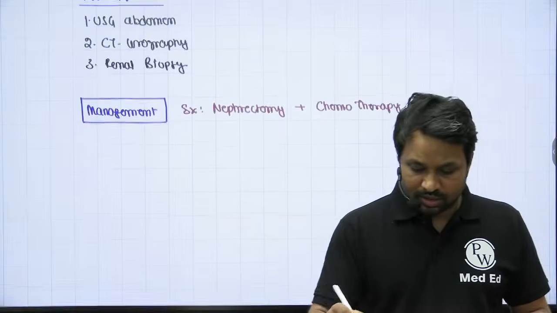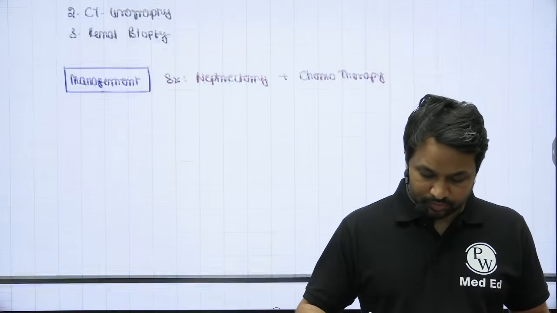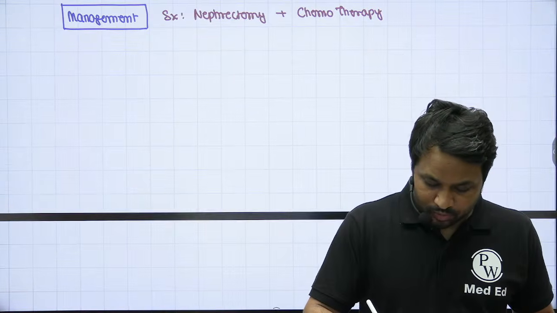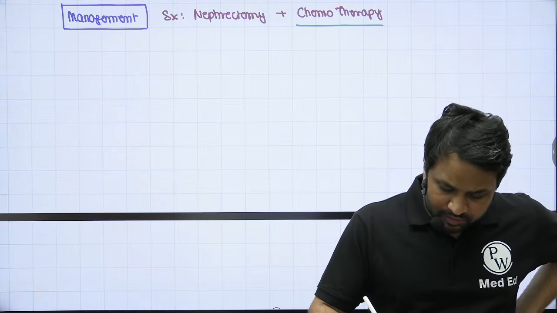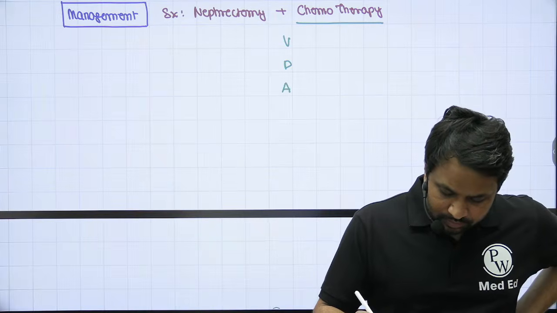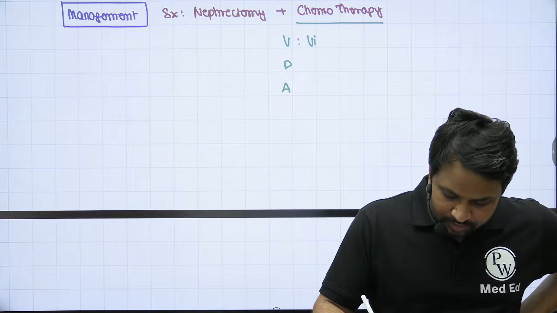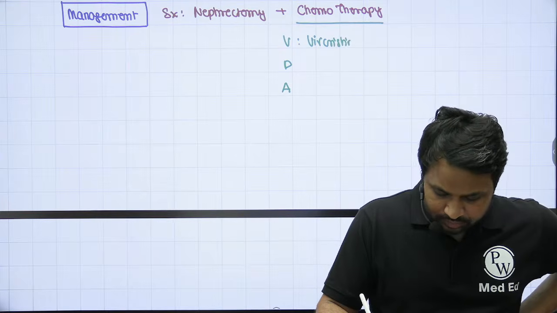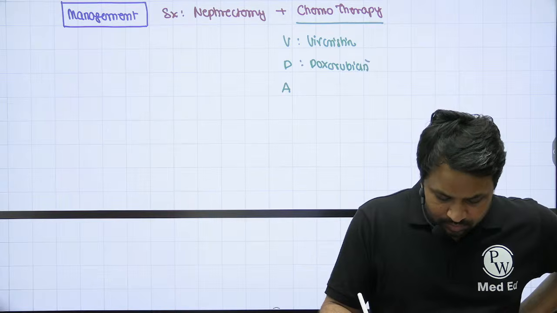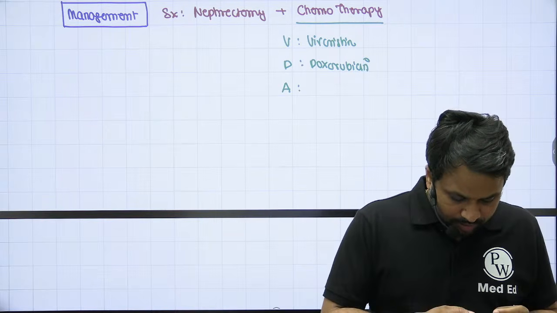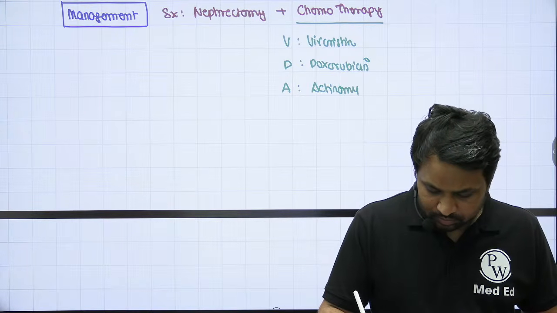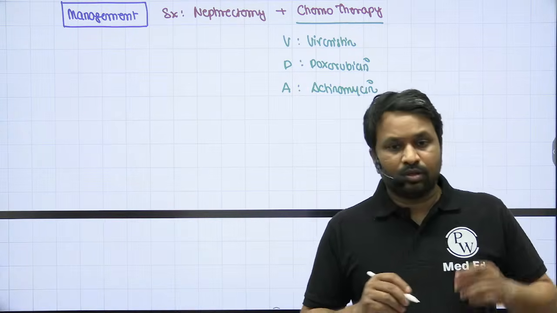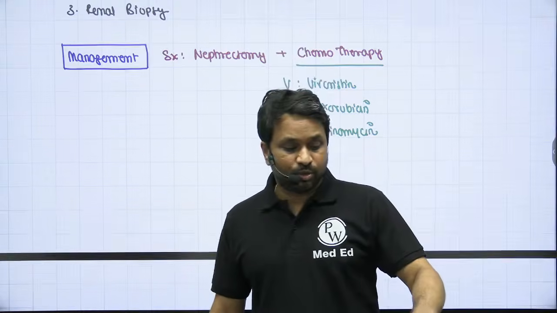Now, the drugs that are approved for the management or the chemotherapy of Wilms tumor are what we call the VDA drugs. V stands for vincristine, D stands for doxorubicin, and A stands for actinomycin. Right, so these are the chemotherapeutic agents for Wilms tumor.